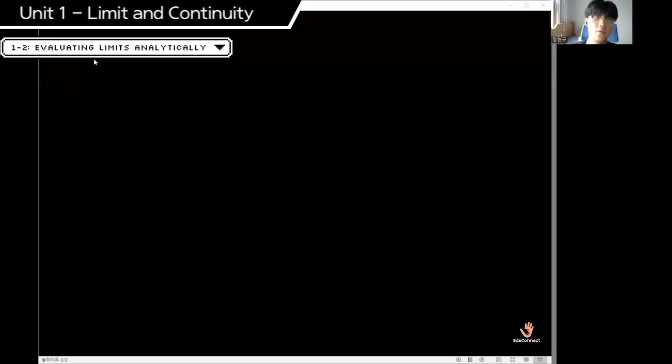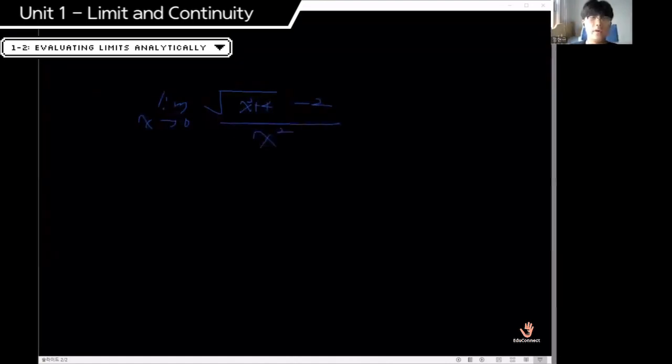In this problem, we have the limit as x approaches 0 of the square root of x squared plus 4 minus 2 all over x squared. Now, we cannot find the limit by substituting, because when we plug in 0 for x, we'll get a 0 in the denominator. If we try to simplify this function, there's really nothing we can do. We cannot factor or combine like terms, so simplifying is not an option in this case. So we need another method.